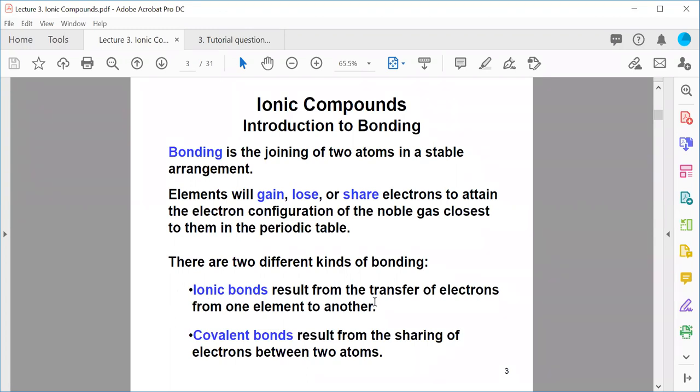Ionic bonds result from the transfer of electrons from one element to another. So an atom of one element, for example, will give up one or more of its electrons. Of course, here we talk about valence electrons, which we learned about last week. And the atom of the other element will receive those electrons. Okay, so that's ionic bonding. Covalent bonding results from the sharing of electrons between two atoms rather than gain or loss of electrons, and we'll go into more detail next week.